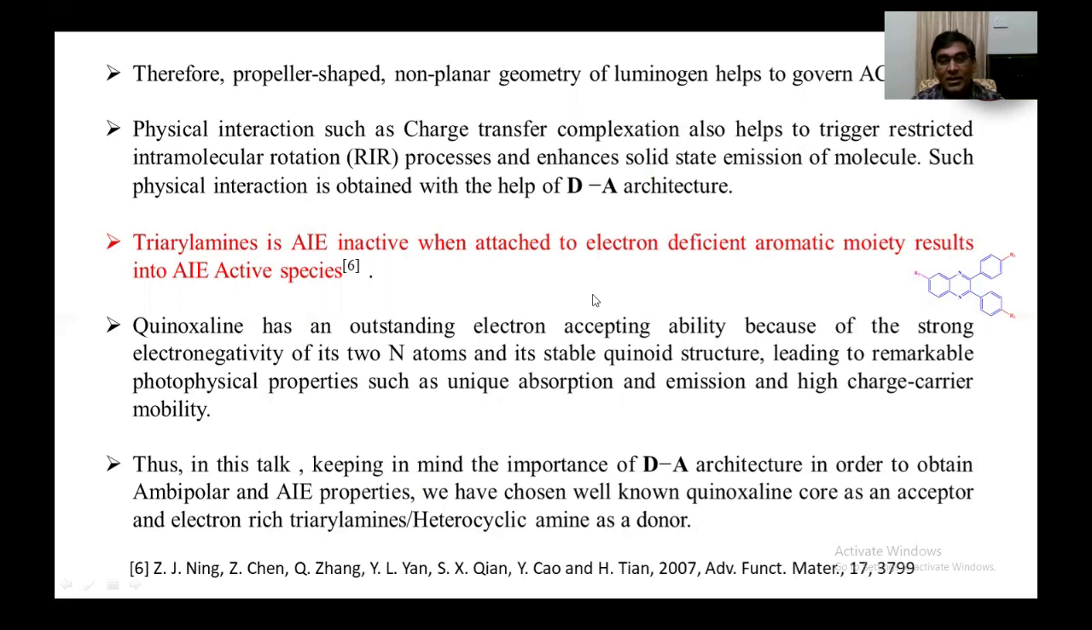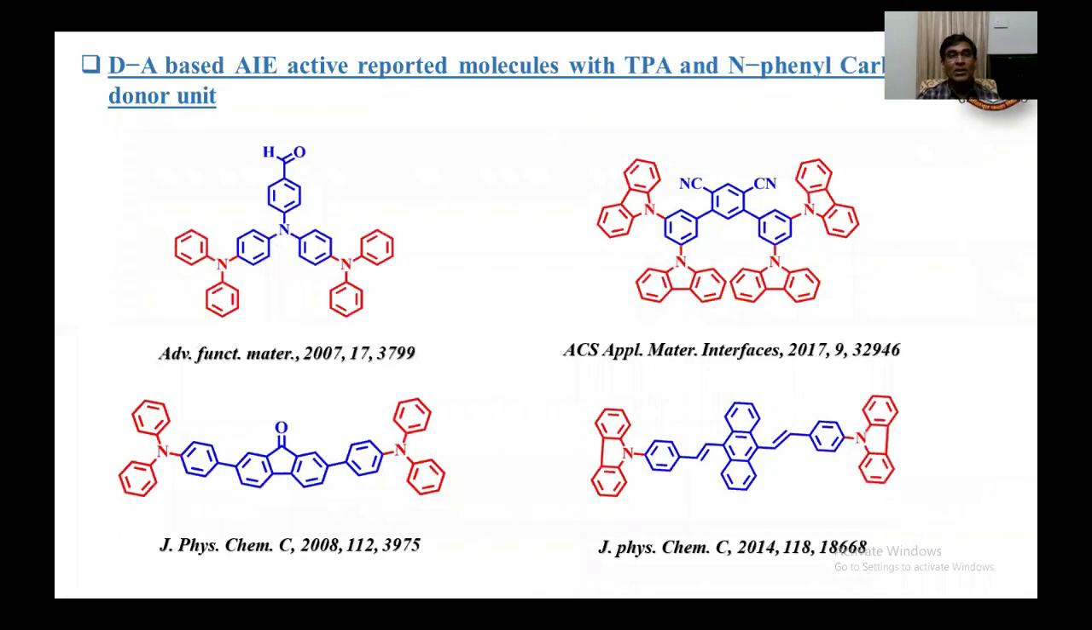kind of materials or organic semiconductors and AIE properties within, what we have contributed to this field is this: we have selected the quinoxaline core as a strong electron acceptor, and the donors are the electron-rich triarylamines or the heterocyclic amine as a donor. Now, these are the donor-acceptor based AIE active molecules reported with triphenylamine and N-phenylcarbazole donor units. Now, you can see these are the molecules here.